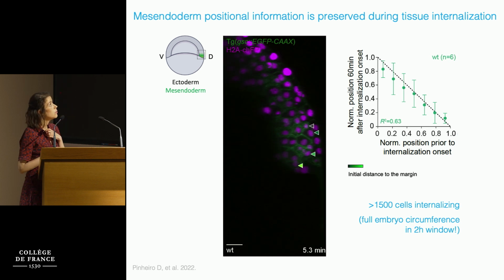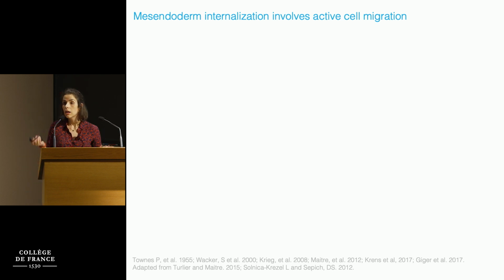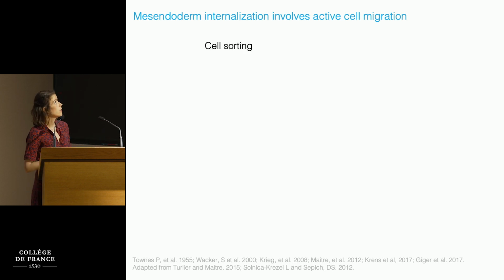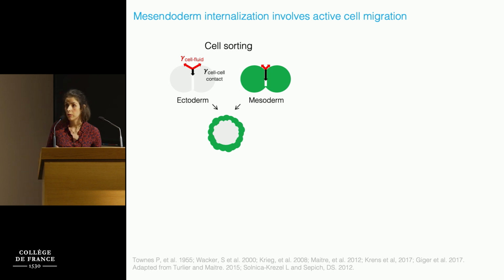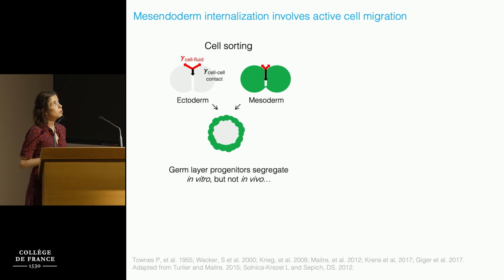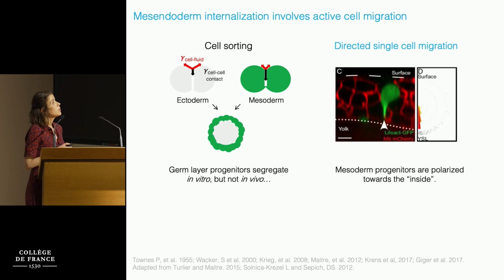Just before I go ahead, I want to give you some introduction of what we knew about this process before we started. It was initially proposed to be a sorting process, so people took these cells in vitro and saw differences in tissue surface tension between different progenitors. Cells could sort. However, when they quantified tissue surface tension in vivo, the differences were much smaller than previously thought, and no longer sufficient to drive active sorting. This made people look for an alternative mechanism, and what they could see is that the mesendoderm progenitors were highly polarized towards the inside of the embryo, more consistent with a migratory process.